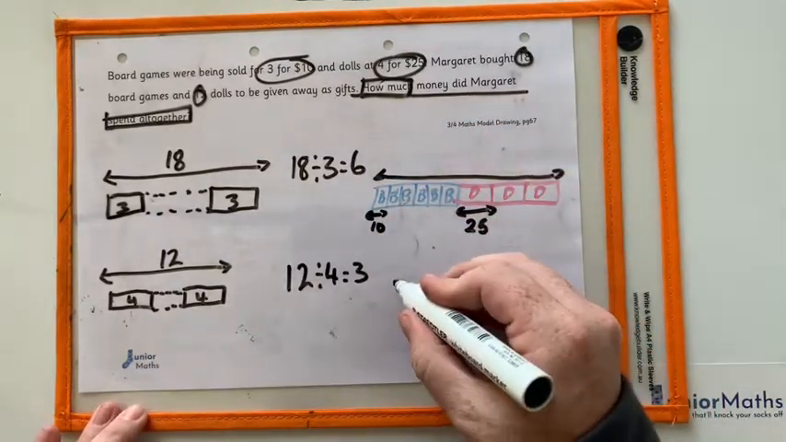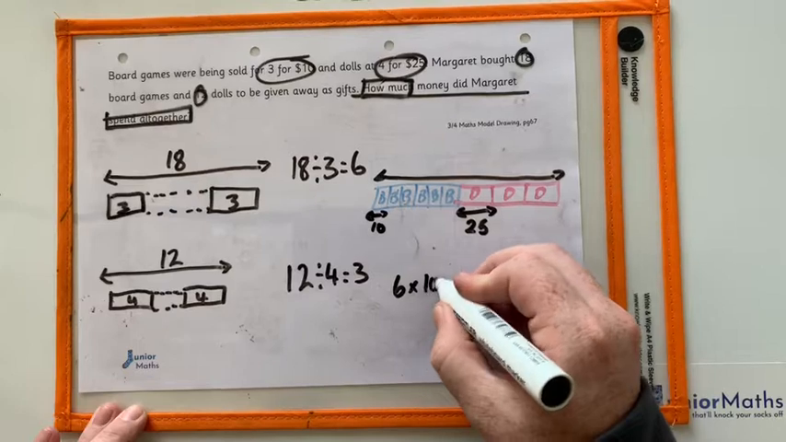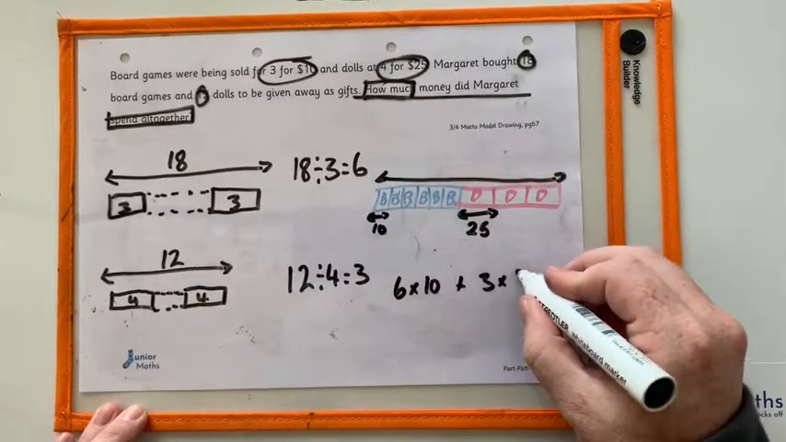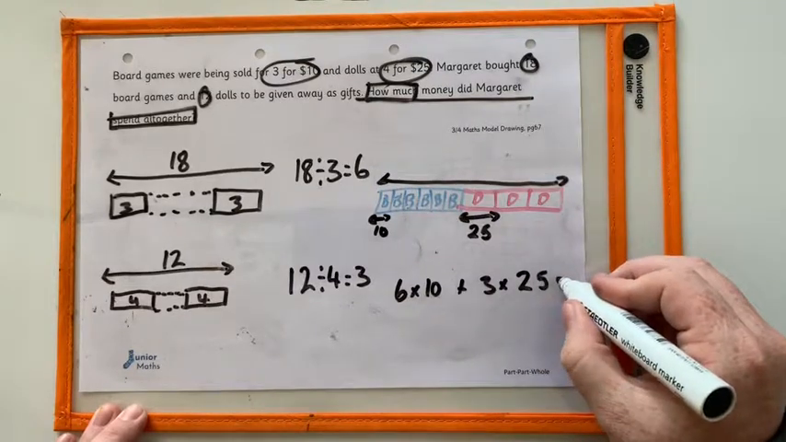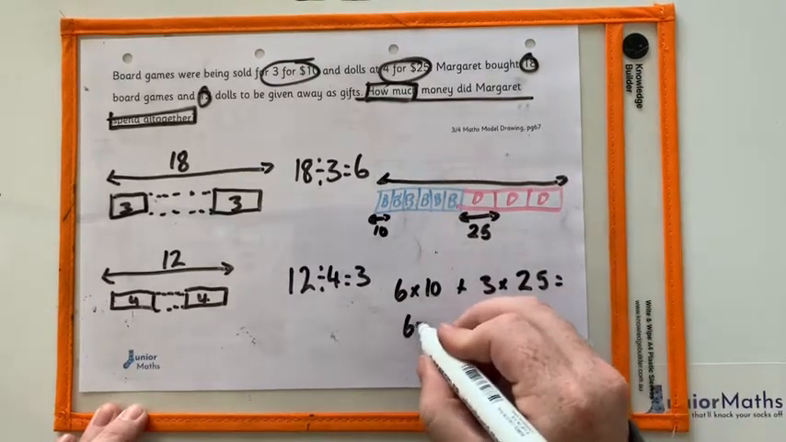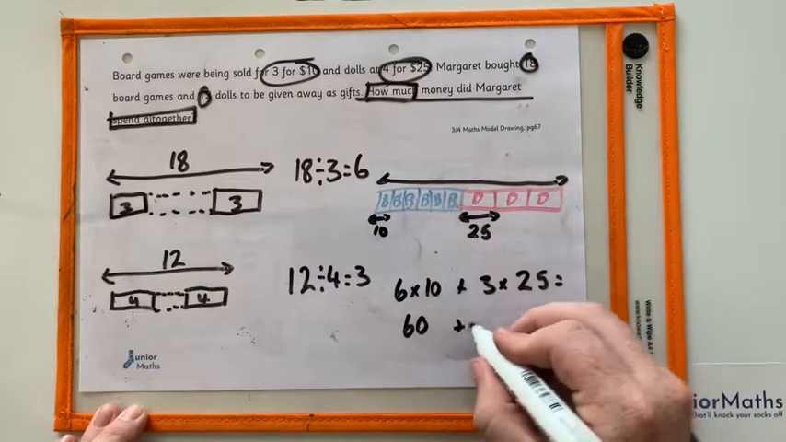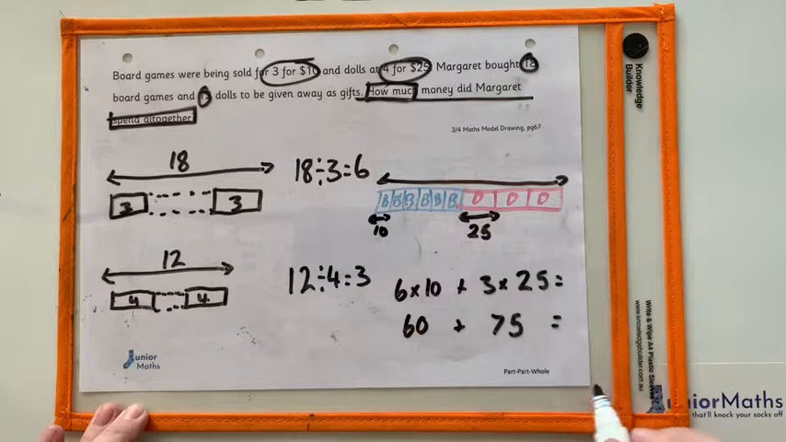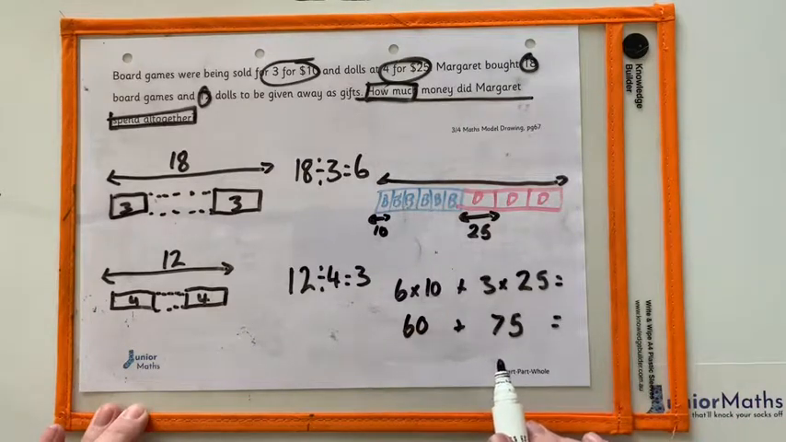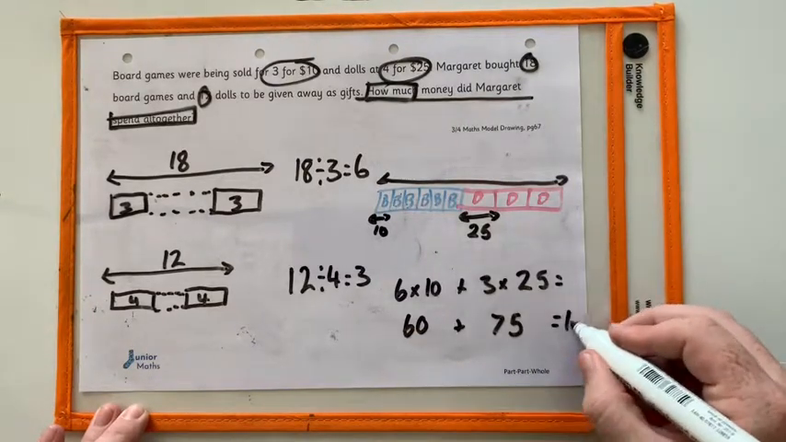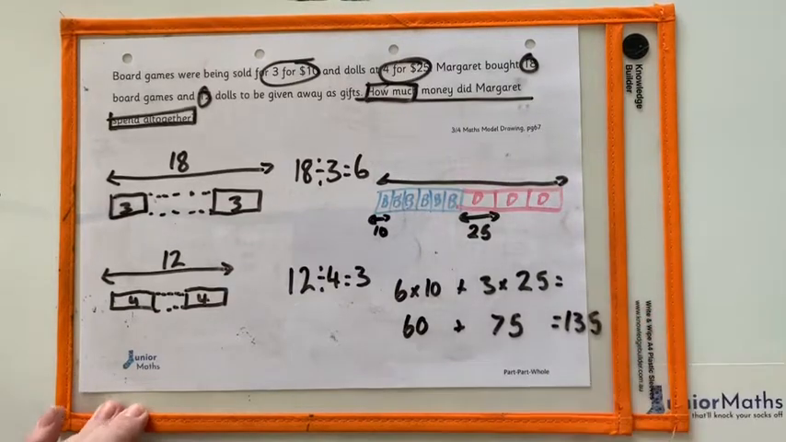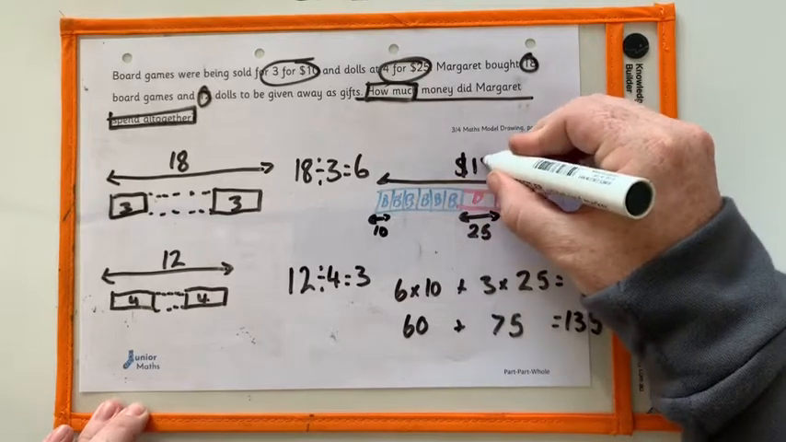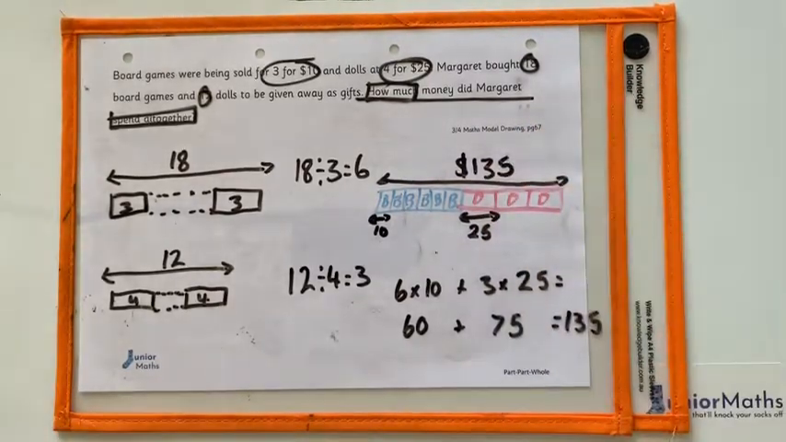Okay, so 6 times 10 plus 3 times 25. 6 tens are 60. 3 25s are 75. Add them together. 135. So altogether, Margaret would have paid $135 for those gifts.